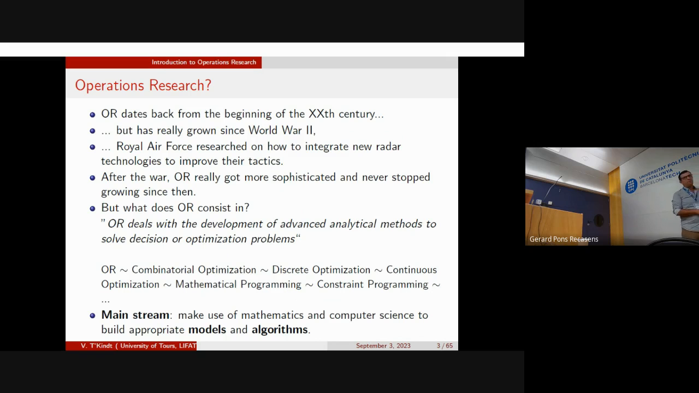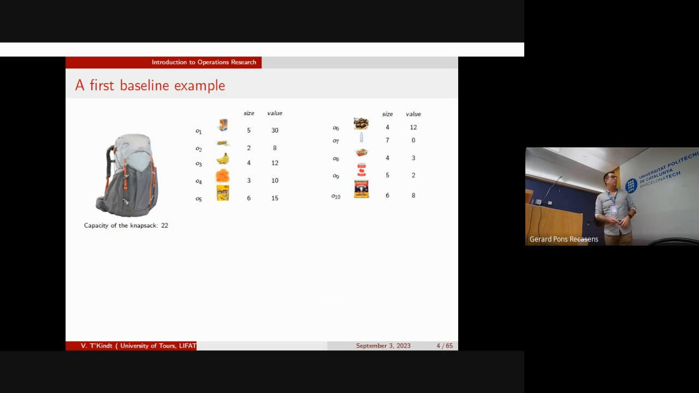So the mainstream is how we can use mathematics and algorithms to build models of a problem and to build algorithms that solve the model that you have designed. So solve your problem. That's the main thing we're going to see.